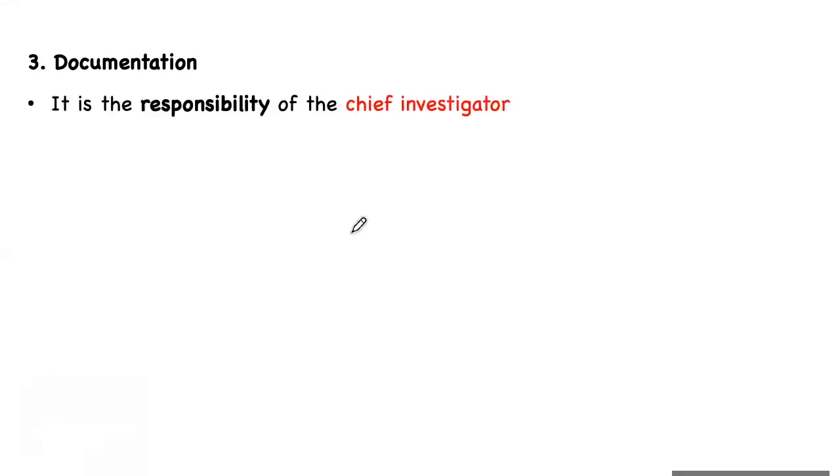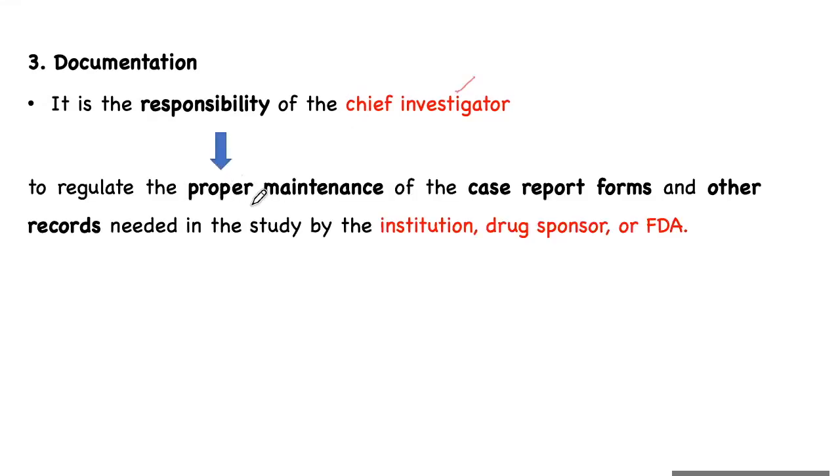The third principle is the principle of documentation. The name itself indicates that you need to keep the appropriate documents. It is the responsibility of the chief investigator to regulate the proper maintenance of the case report form. What do we mean by case report form? For example, if you have given a certain drug to the patient and you have collected different data related to their side effects, adverse effects, safety, pharmacological effect, how effective the drug is, and excretion, you note all that data in the form of a case report form.